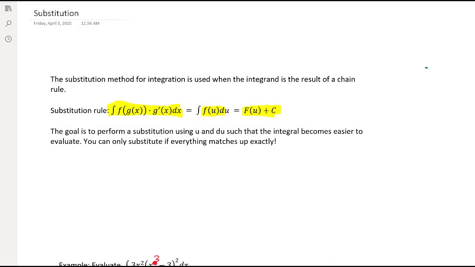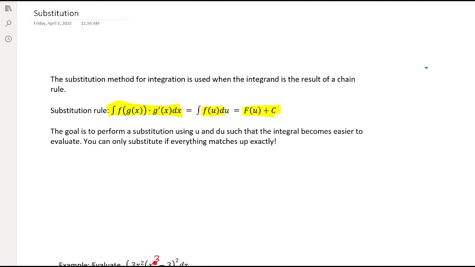All right, in this video, we're going to go over the substitution method for integration. So when do we use the substitution method? Well, the substitution method for integration is used when the integrand, the thing in our integral, is the result of a chain rule. So this is integration's answer to the chain rule.